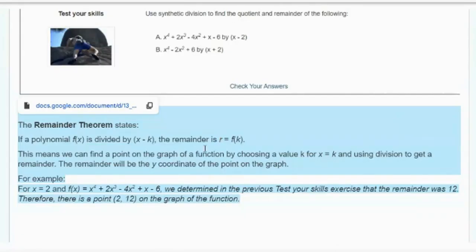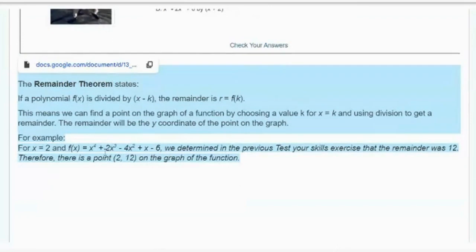All right, let's talk about the remainder theorem. We've got lots of theorems this week. If a polynomial is divided by x minus k, and the remainder is f of k, r equals f of k, that means we can find a point on the graph. Now, here's what's really cool. I'm going to show you using this right here.